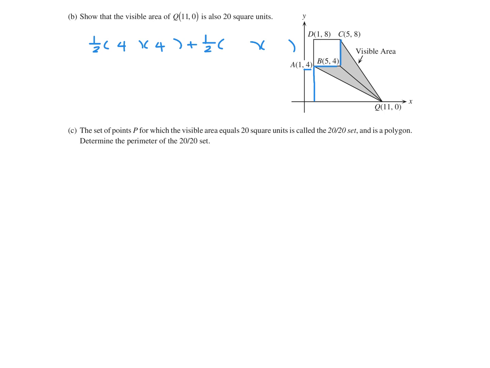Next one, the base is this guy right here. And that's going to be 4 because it's just the side of the square. And it's going from a y-coordinate of 8 to a y-coordinate of 4. And then the height would be basically from here to here. So that would be x-coordinate of 5 to x-coordinate of 11. So that's 6. So this is 16 divided by 2, which is 8. This is 24 divided by 2, which is 12. And that is 20. So there you go.